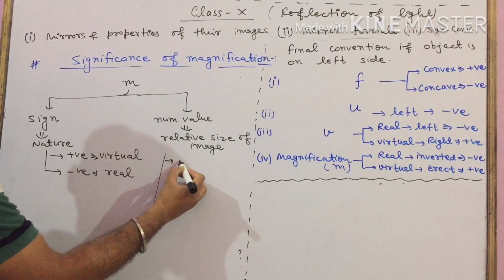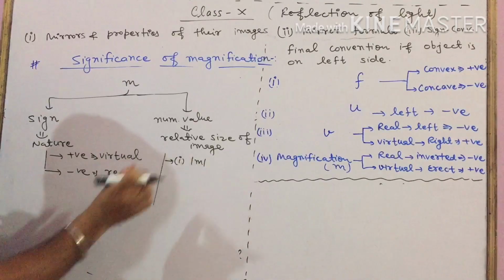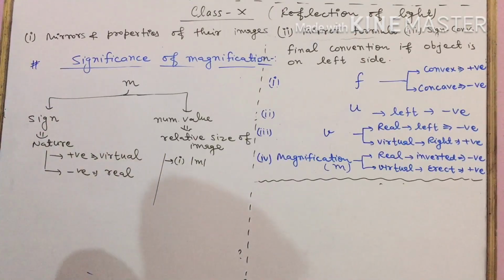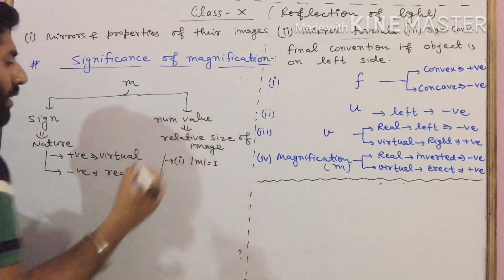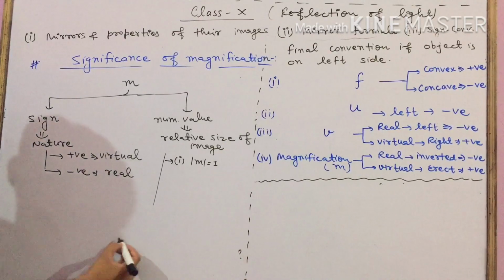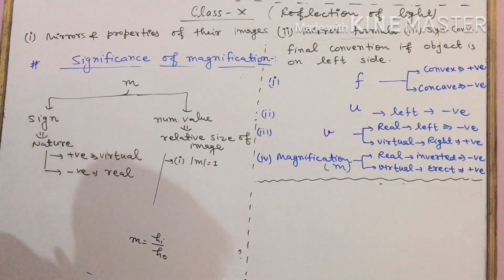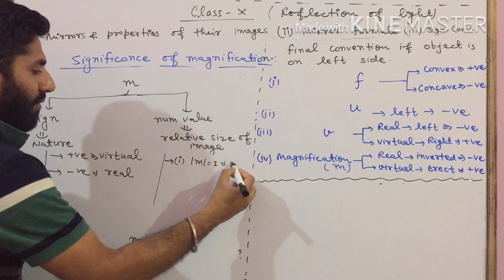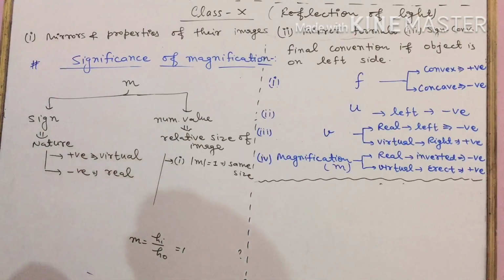Now this part is important. See, the numerical value, I am denoting it by mod m. When I place mod, it means I am not considering the sign, I am just talking about the numerical value. So if the numerical value is 1, what does it indicate? As we know, magnification is height of image to height of object. So if it is equal to 1, it means the height of image and height of object are equal. So if they are equal, the image has the same size as that of the object.